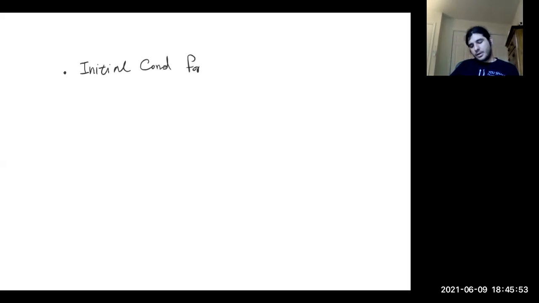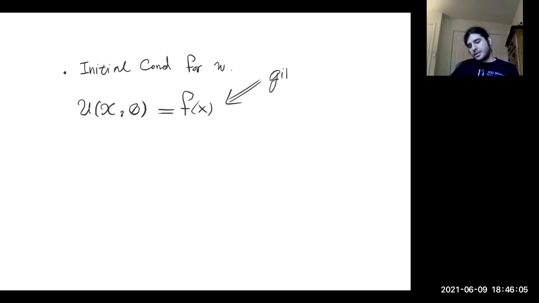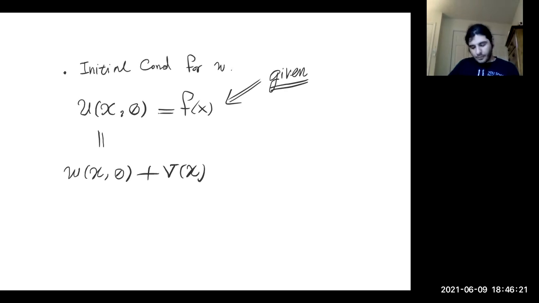So we know U at any point X at the time 0 is equal to some given function f of X. Again, I repeat, this function is given. Now, U at any point X is equal to W at that point, and at that time, plus V at that point. That's one thing we know.